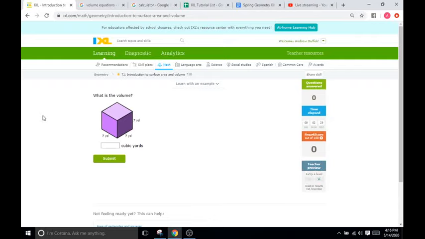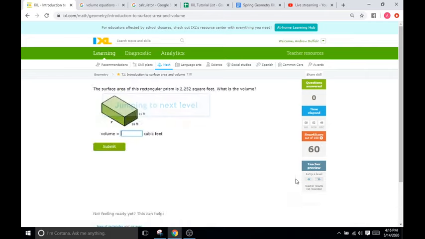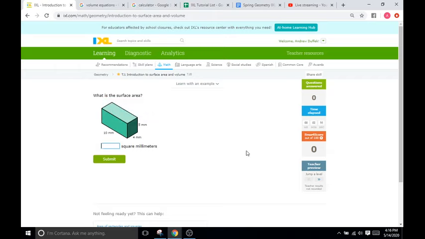This is Mr. Duffick, and today we're doing IXL T1, which is just introduction to surface area and volume. So we're going to find the surface area and volume of pretty basic prisms, pretty basic 3D shapes. A lot of them are going to be boxes, as a lot of you might call them. Maybe rectangular prisms is what you call them. It's just a series of problems where you're going to basically use just multiplication to figure out your volume and surface area.